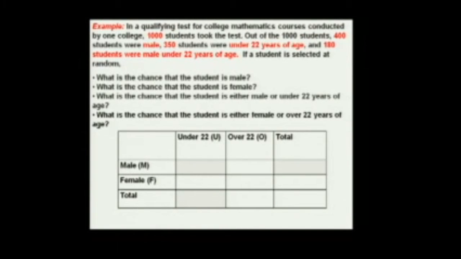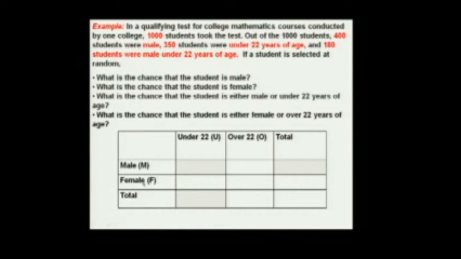As you can see here, we have two categories of data. We have the gender, male and female, and we have the age, which is under 22 or over 22. So once we know the categories, we can develop the so-called contingency table, where one category will be in the columns and the other category will be in the rows.